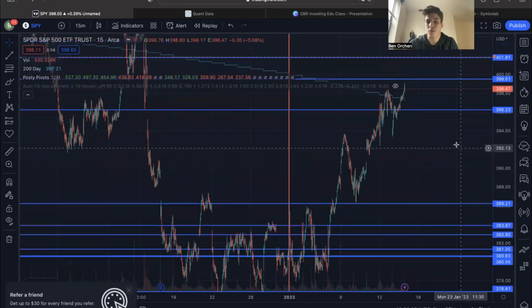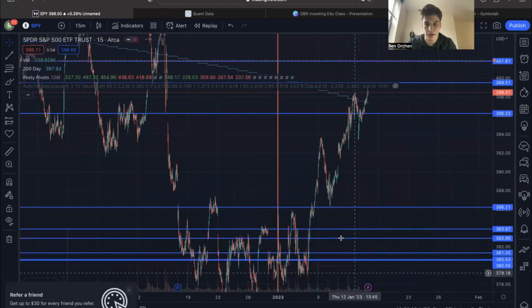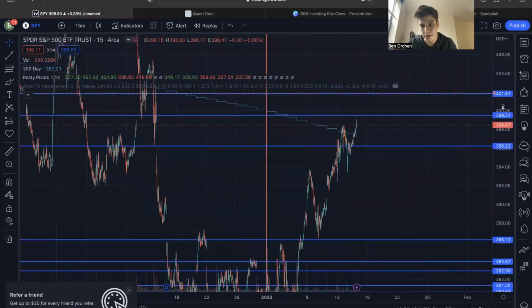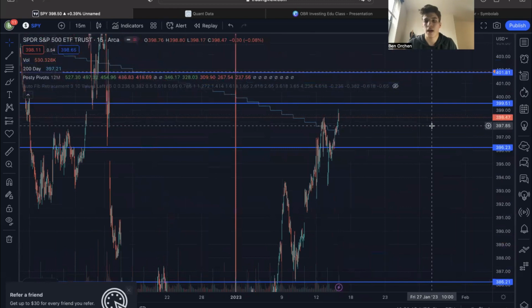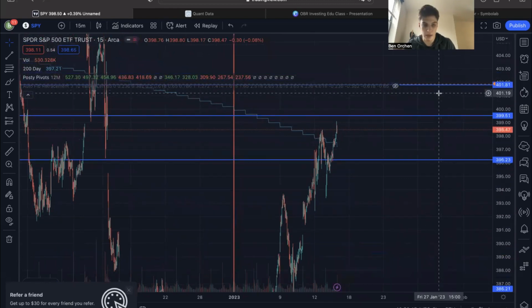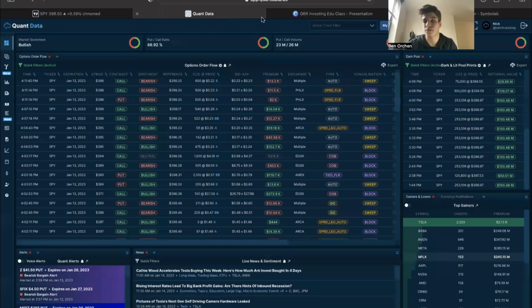So I will probably be keeping everything here. I have another level up at 399.51. So we'll kind of have to see how we interact there. And I have another one at 401.81. So for the sake of maybe this week, plot those on your TradingView and see how that turns out.